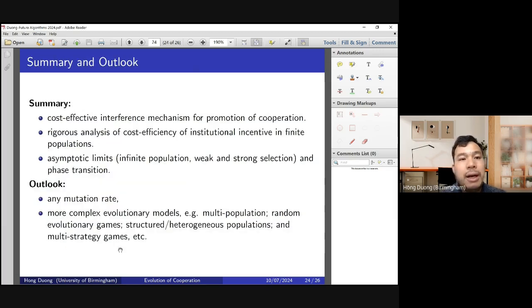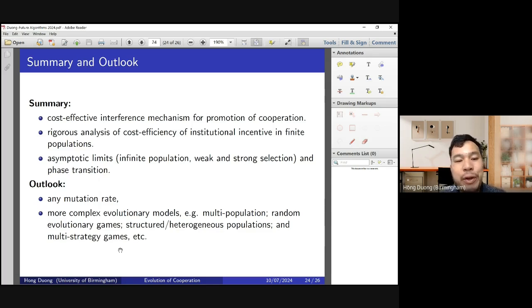Okay, so to summarize, in this talk we introduce the study of the problem of cost-effective interference mechanisms for populations of cooperators. We provide rigorous analysis for this problem. We study some asymptotic limits of the population and of the cost function, and the phase transition phenomena.